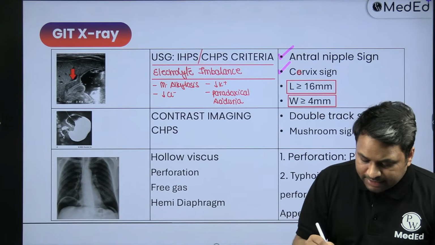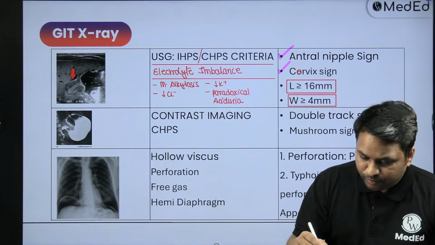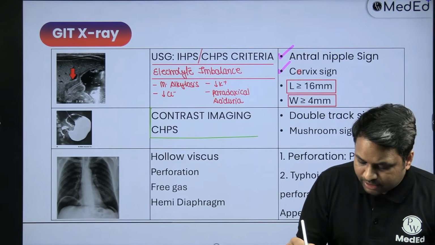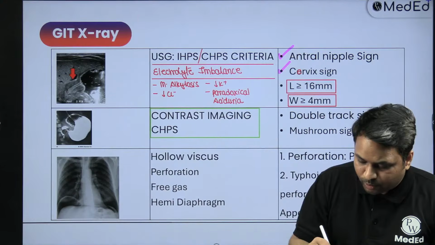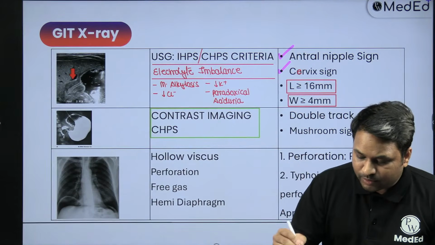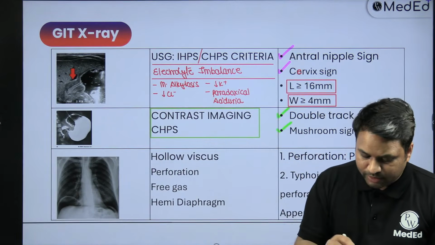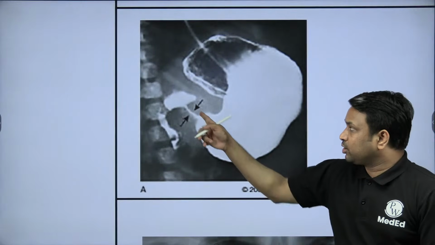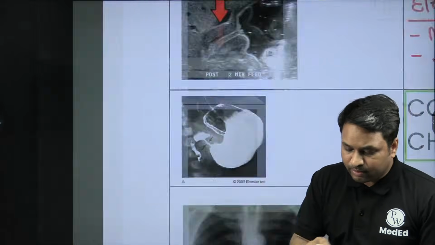If you perform a contrast imaging in CHPS, you will see 2 important signs. The 2 important signs that you will see is double track sign and the mushroom sign. You can see here, this is like a mushroom and a double track. 2 tracks and a mushroom sign.